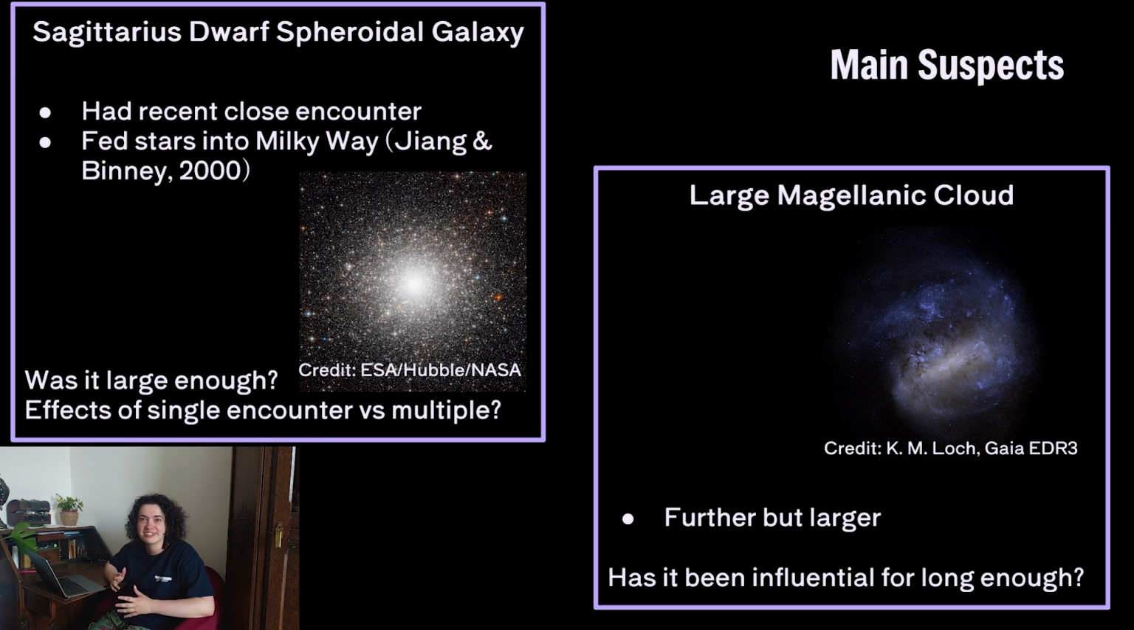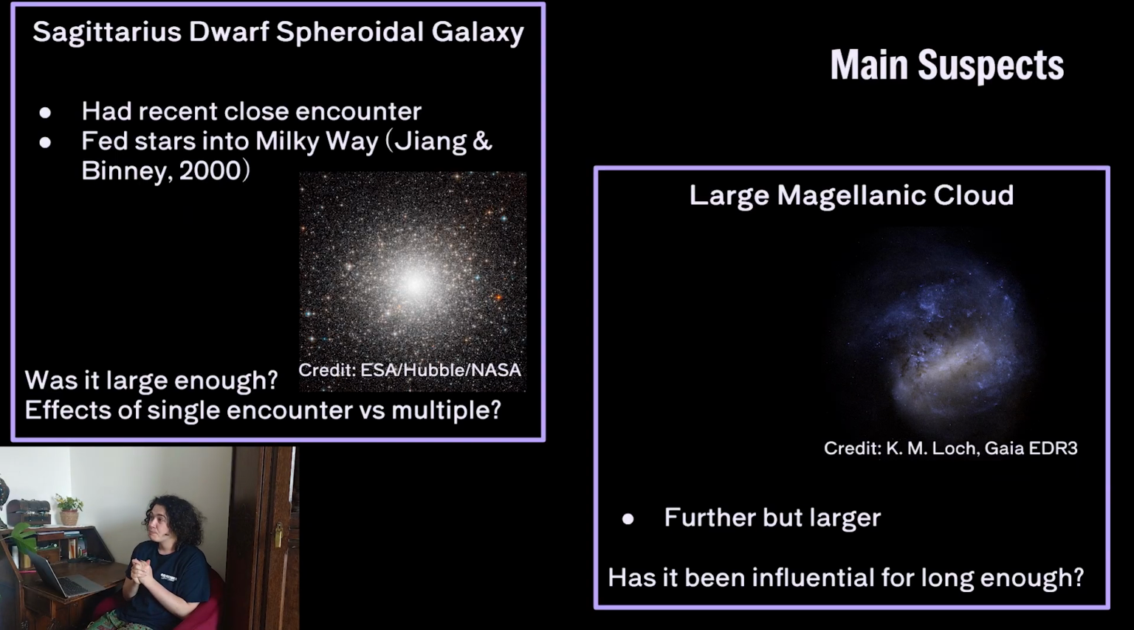So a lot of questions and not very many answers. The second and slightly, I guess, less suspected suspect is the Large Magellanic Cloud, or the LMC. Now this one is much further away. I think it's around 50 kiloparsecs, although I can't really remember off the top of my head, but it is considerably larger. So when it comes to its gravitational influence, it's probably roughly comparable to Sagittarius.